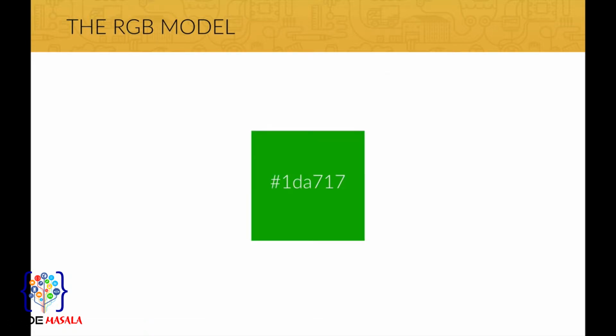For instance, this nice green is represented with this hexadecimal code 1DA717. So we have 1D for red, A7 for green, and 17 for blue. Mixing these together makes this nice green. But don't worry so much about these numbers, because picking our colors in Brackets will be very easy.